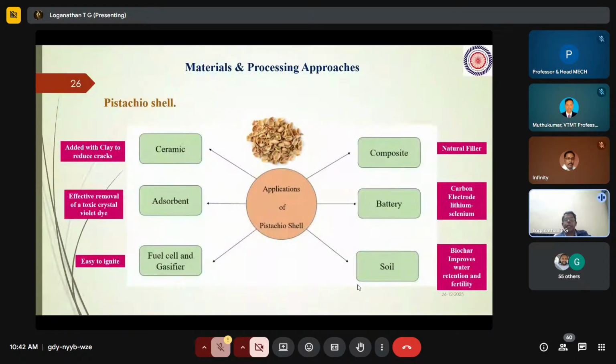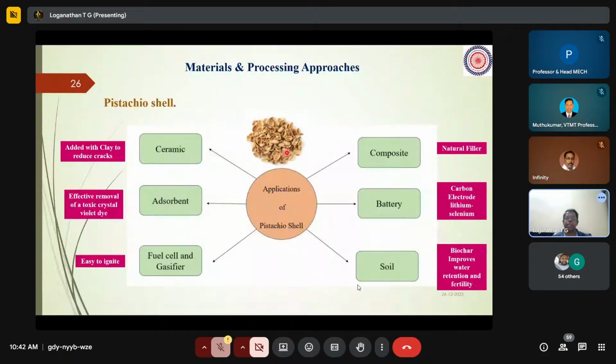And as I was mentioning, one of the resources for natural fiber is a filler type of resource. So this is one of the works which I want to present here: how a particular material can support varied applications. Here you can see the pista shell, which is taken after consuming the pista seed. This pista shell has been utilized in various cases as a composite, as a natural filler.